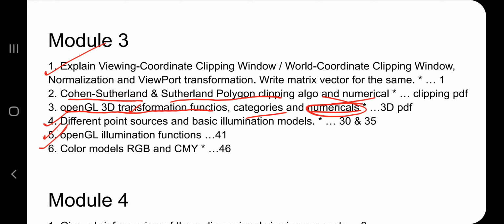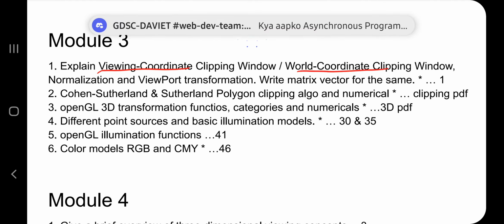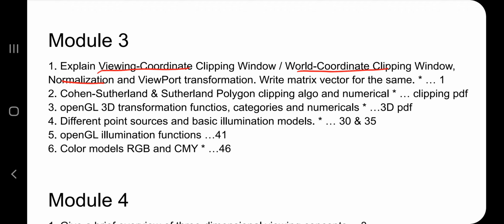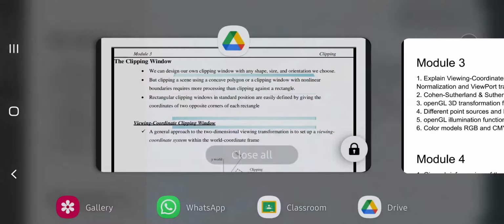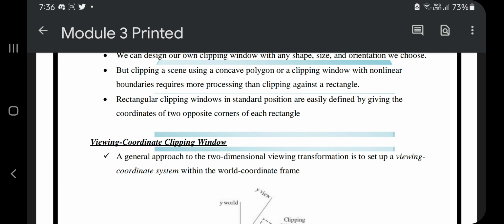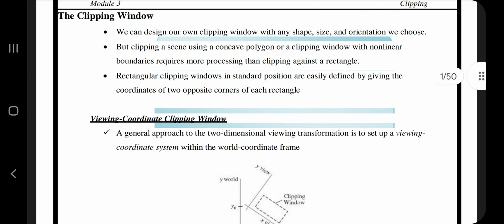Okay, so let's get started with the first question, which is: explain the viewing coordinate clipping window and the world coordinate clipping window. There are two questions asked here: the viewing coordinate as well as the world coordinate clipping window, and the normalization as well as the viewport transformation for viewing as well as the world coordinate, and write the matrix vector for the same. Okay, so let's see what all we have to write, and there is actually a lot of content to write in that.